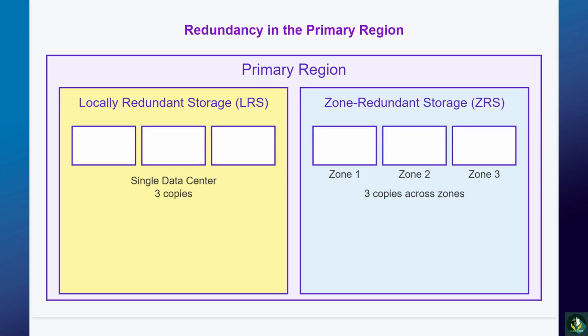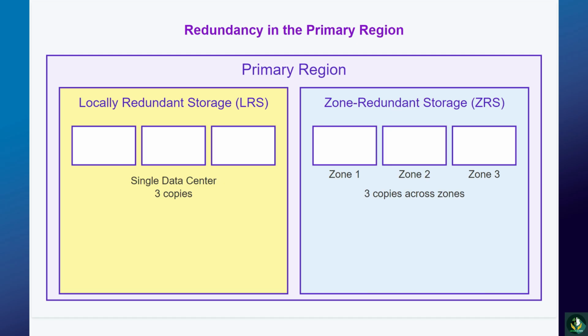This diagram illustrates the 2 primary redundancy options available within Azure's primary region: locally redundant storage, LRS, and zone redundant storage, ZRS. On the left side of the diagram, we see locally redundant storage, LRS. In this configuration, data is replicated 3 times within a single data center.